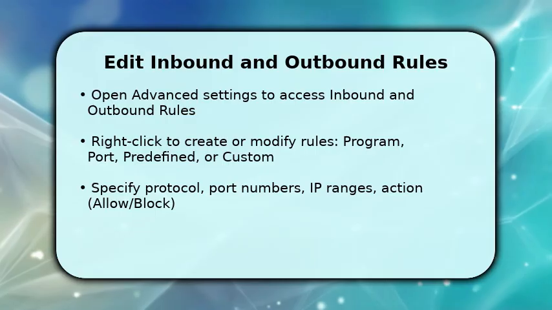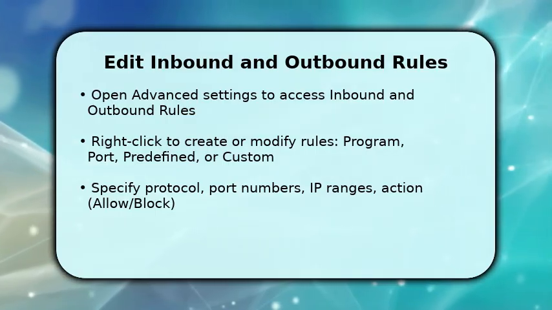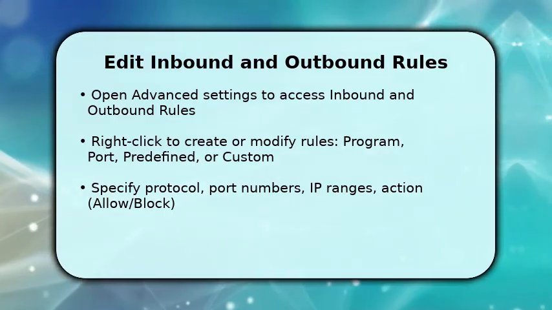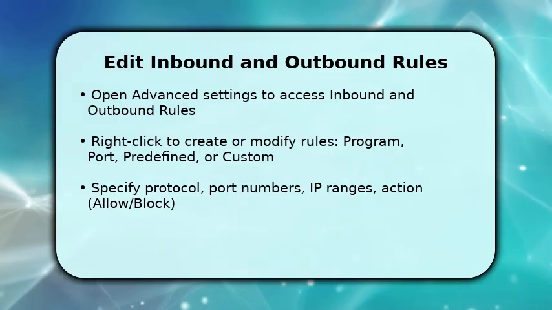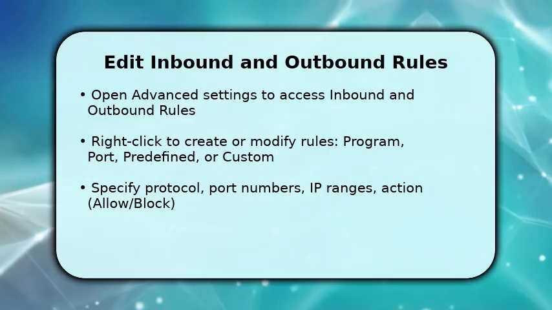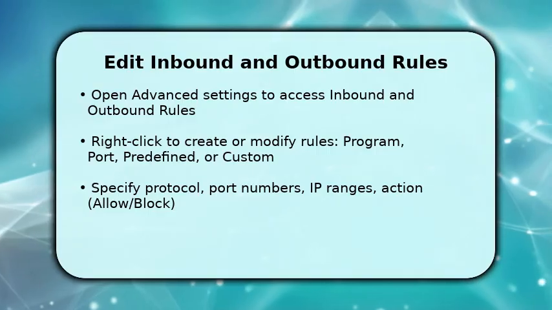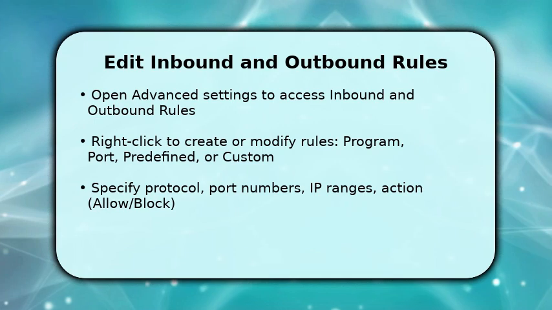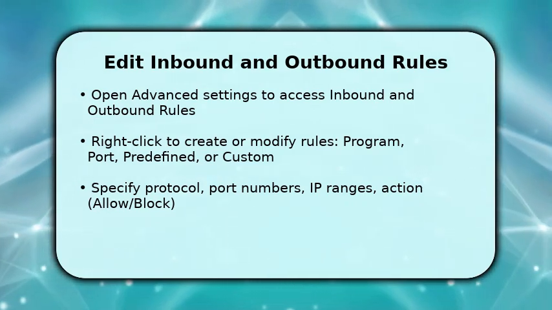You'll now open Windows Defender Firewall with advanced security to edit inbound and outbound rules. This is where granular control happens. Once inside, create or modify a rule, choose program for app-based control or port for specific services, then set protocol and port numbers. Make sure to define IP ranges or scope if you need segmentation, and set the action to allow or block depending on intent. Save and name the rule clearly so you can identify it later when auditing.